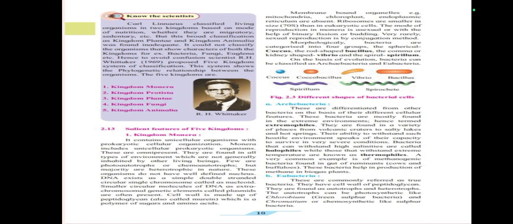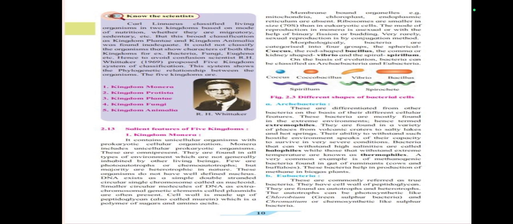The cell wall is made up of peptidoglycan, also called murein, which is a polymer of sugars and amino acids. Membrane bound organelles, for example mitochondria, chloroplast, endoplasmic reticulum, are absent. Ribosomes are smaller in size, 70S, than in eukaryotic cells. The mode of reproduction in Monera is asexual, with the help of binary fission or budding. Very rarely, sexual reproduction is by the conjugation method.